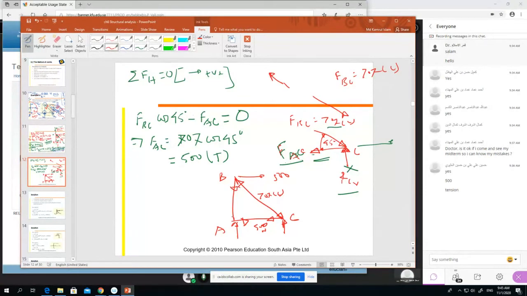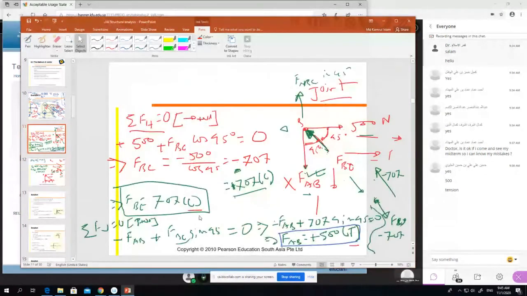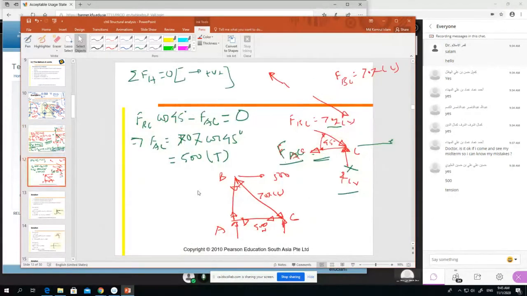I think we got tension, right? This is also a tension. How much was the value of BC? FBC was 707. Not BC, AB was 500 tension, right? 500, this is tension.